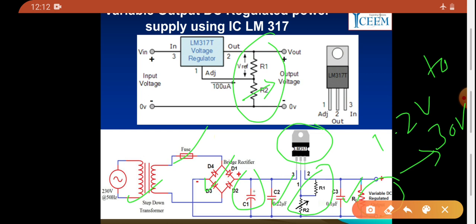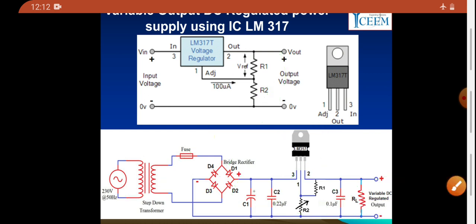So by varying that R2, just as if you increase the volume of any TV, for example, you are increasing the volume by using that pot, you can increase the voltage by using this potentiometer or variable resistor. You will get a variable output voltage. All other circuitry is the same.